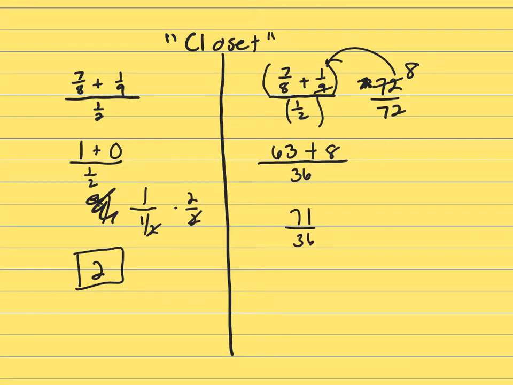And 72 over 36, 2 times 36 is 72. 72 over 36 is about 2. So this is about 2. But I got it a lot faster this way.